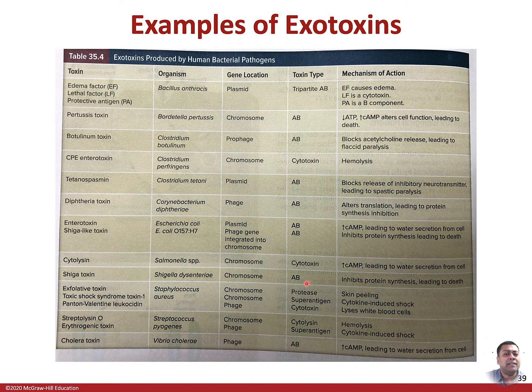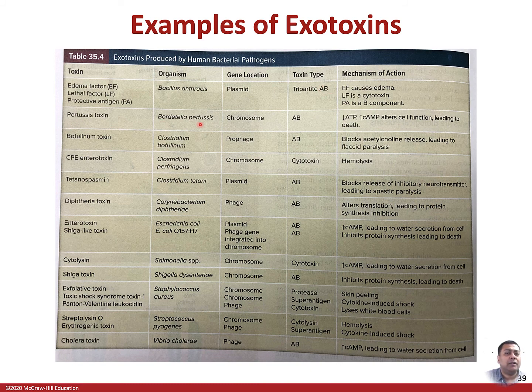And what we mean by these AB toxins, we're going to talk about that. What we mean by that is either they are 2 different subunits or 3 different subunits. So tripartite AB toxins do have an EF subunit, which causes the edema or swelling. The LF subunit is a cytotoxin for the cells, and the PA is the B component of the toxin, which is recycled back outside from the cell. So we are going to talk about these.